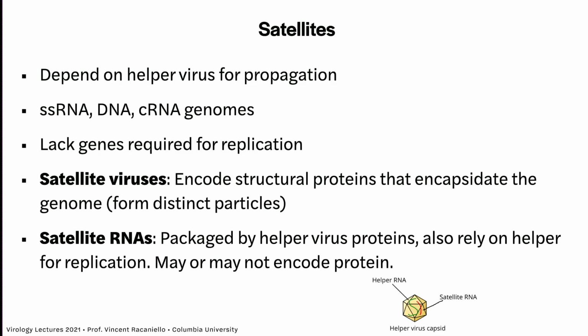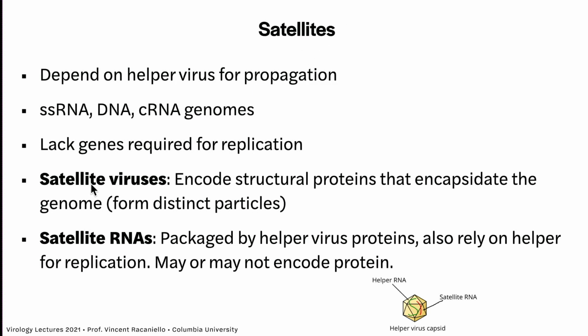Remember, Rous's virus was not defective, but all the other transforming retroviruses were defective because they lost genes and they can't reproduce without a helper. It's the same thing here, except these are naturally occurring. And these satellites can have single-stranded RNA, DNA, or circular RNA genomes. What makes them dependent on a helper virus is that they lack genes needed for replication.